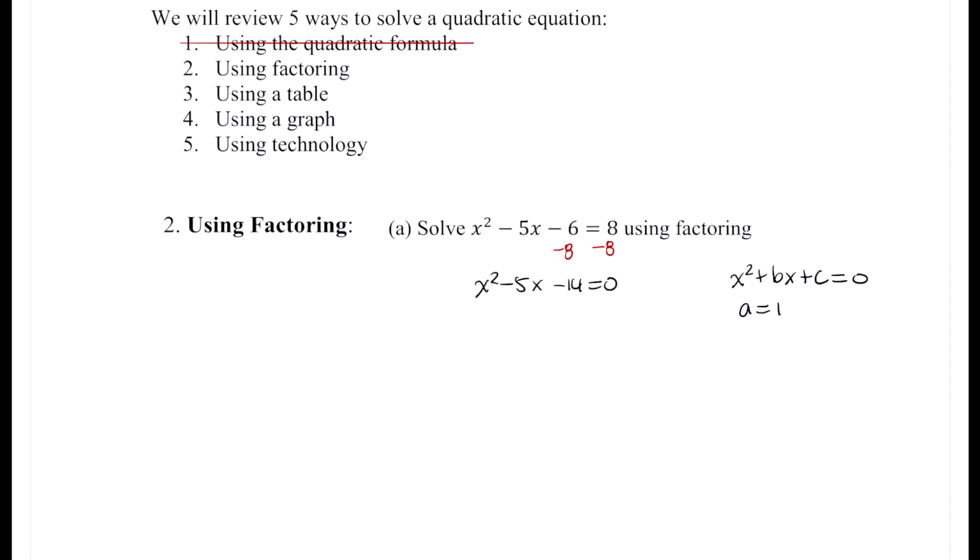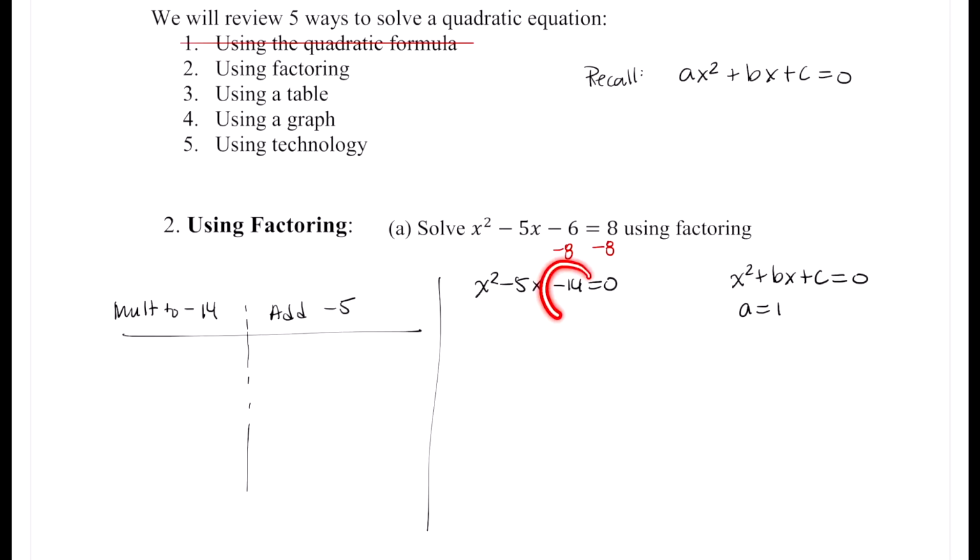So a equals 1 in this case, because if you recall, quadratics are of the form, when we're solving them for x, ax squared plus bx plus c equals 0. But the coefficient in front of the x squared is just 1. So this is the case where a equals 1, which is a fairly straightforward case. We need to find two numbers. The first number needs to multiply to negative 14, and the second number needs to add to negative 5. So as you can see, we're multiplying to c and adding to b.